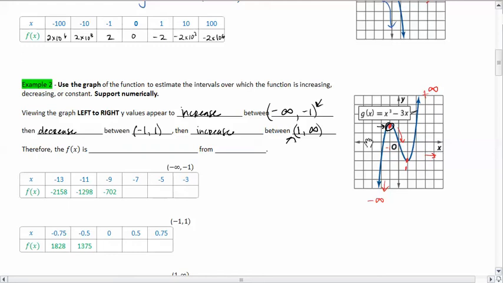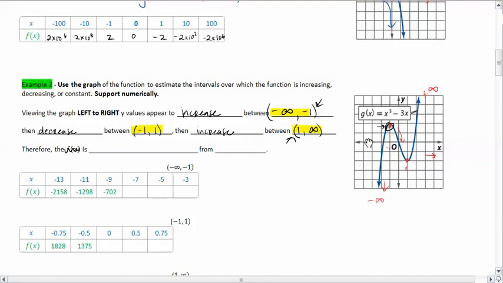Therefore, we can't say anything about g of x increasing or decreasing the entire time because we're looking at each interval. So during the interval of negative infinity to negative 1, we increase. During the interval of negative 1 to 1, we decrease. During the interval of 1 to infinity, we increase.